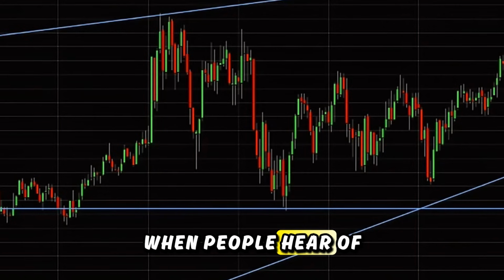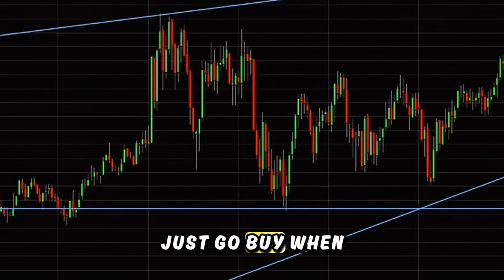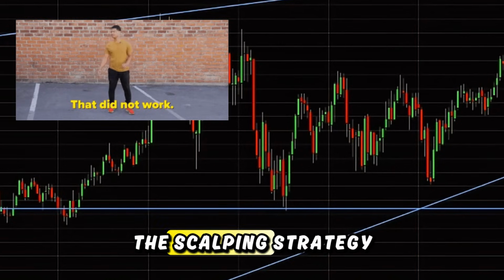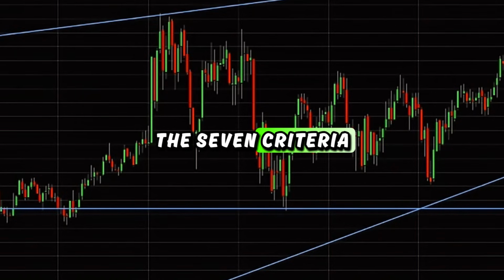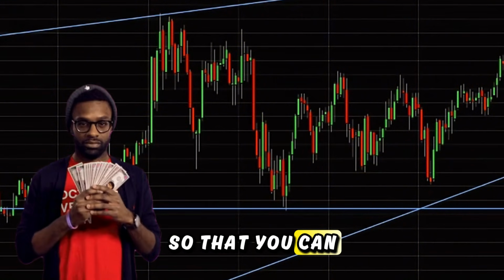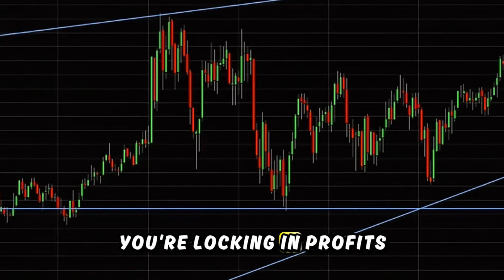When people hear of liquidity sweeps, they think, oh, it's easy, just go buy when they swept it. And that is why many people fail with the scalping strategy, but not you, because you're gonna know the 7 criteria to entering this liquidity scalping trade so that you can bank. When other people are getting stopped, you're getting in and you're locking in profits.